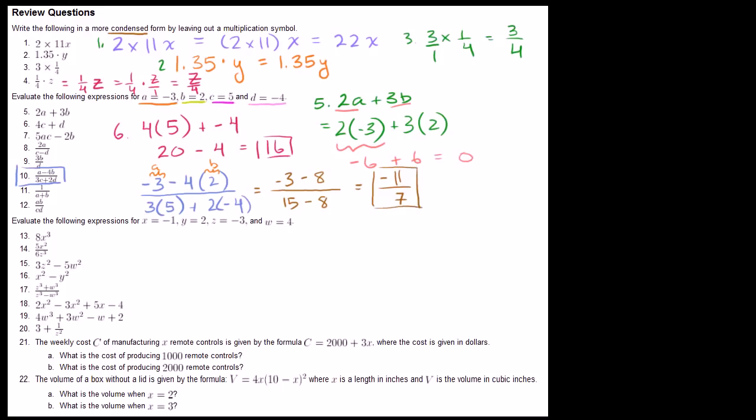Okay, we see some exponents. I'll pick one of the harder ones. Let's do this one over here. Problem 18. 2x squared minus 3x squared plus 5x minus 4. Okay, well, this wasn't that hard. All of them are dealing with x.